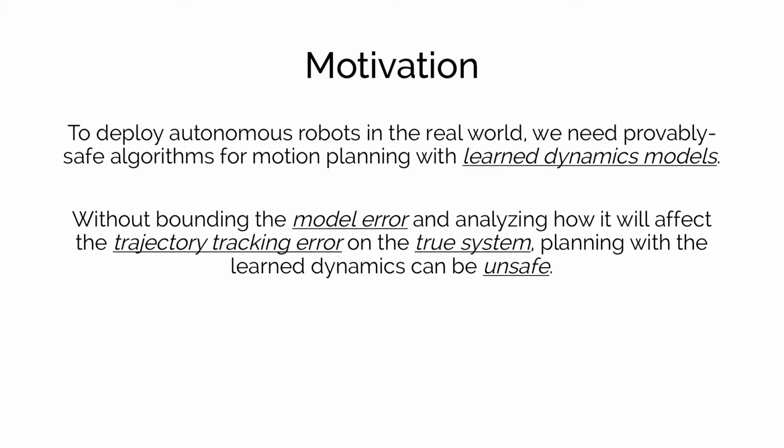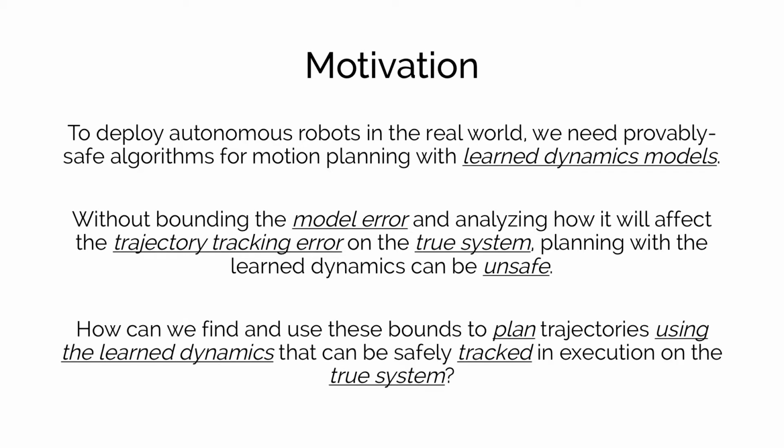However, by naively planning with the learned dynamics without considering bounds on the model error and the resulting trajectory tracking error, the system may become unsafe. This is because the planner can, and will, exploit errors in the learned model to generate plans which cannot be tracked in reality. In this work, we develop a method for finding and using these error bounds in order to plan trajectories with the learned dynamics that can be safely tracked in execution on the true system.